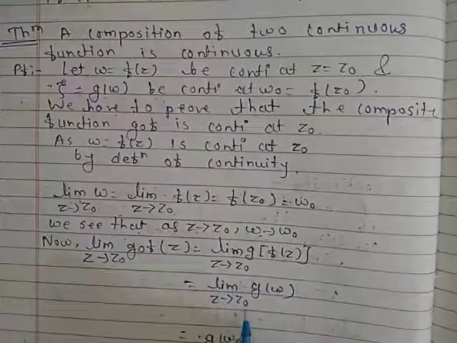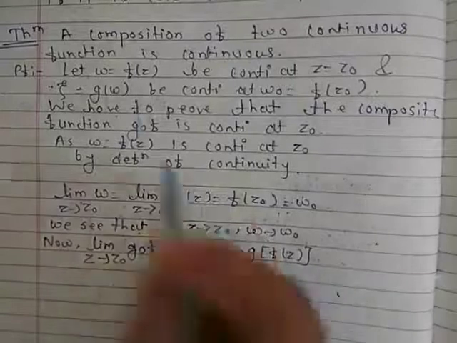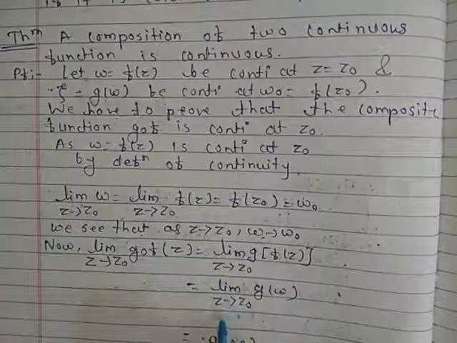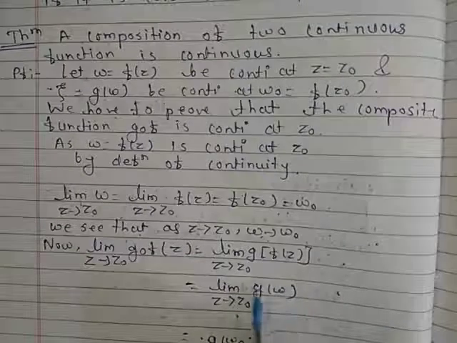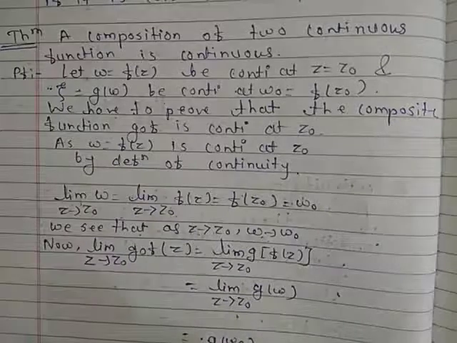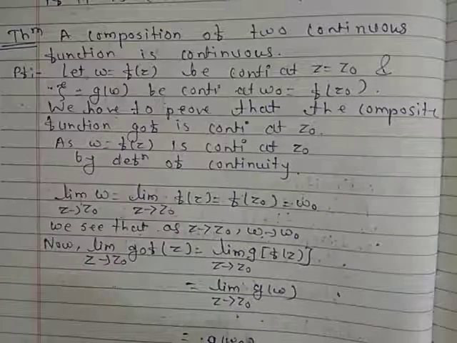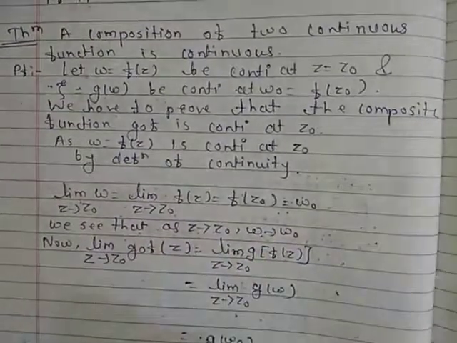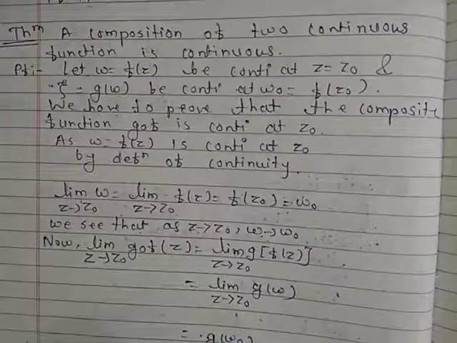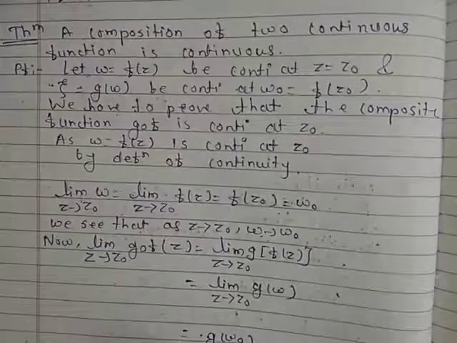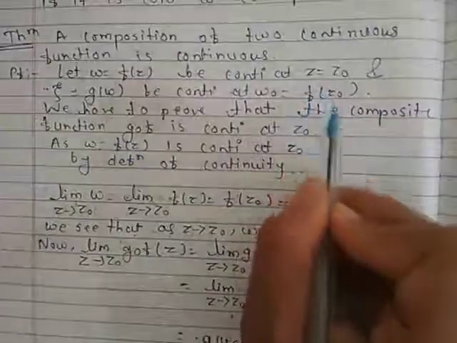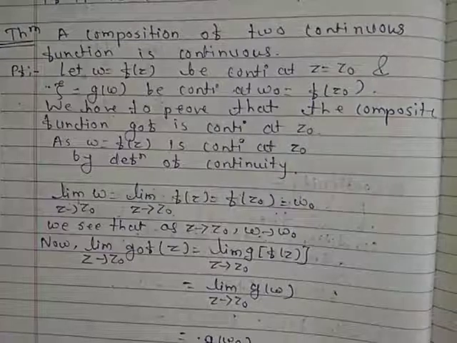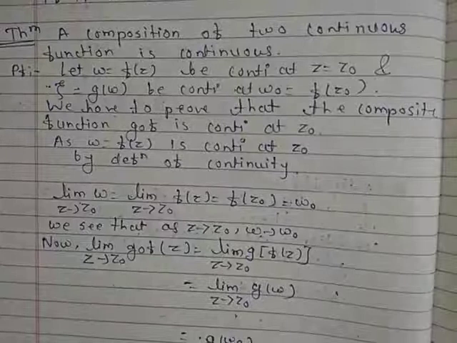Okay, limit z tends to z0 f of z, here f of z is omega, so we will get this is g of omega. Limit z tends to z0 g of omega which is equals to g of omega 0, since as z tends to z0 omega tends to omega 0. This g of omega 0 is nothing but g of f of z0. So here omega 0 is equals to f of z0.